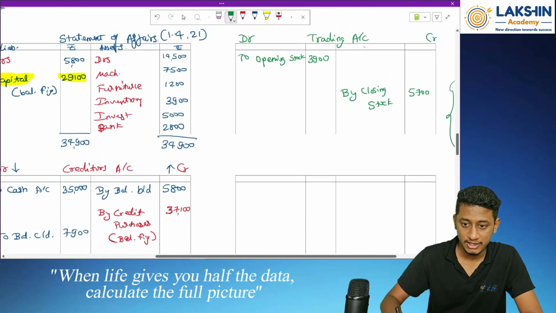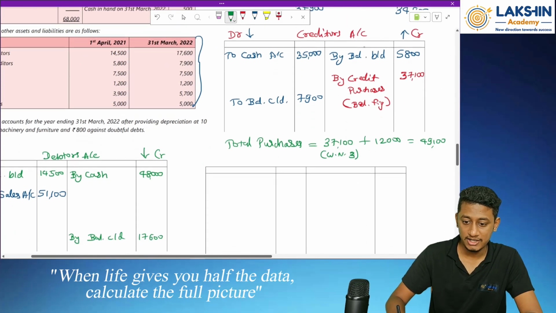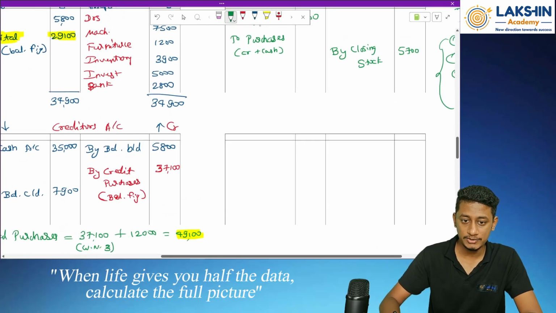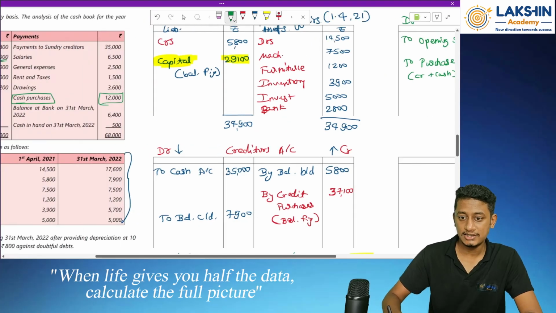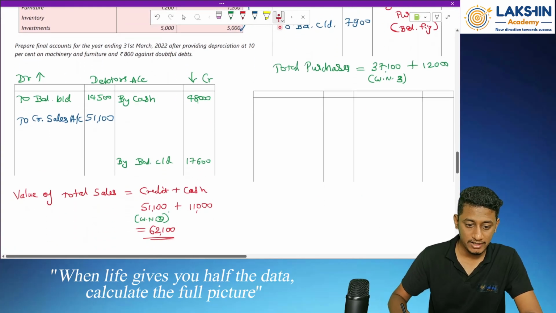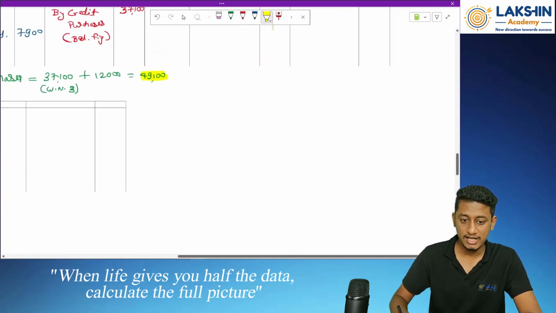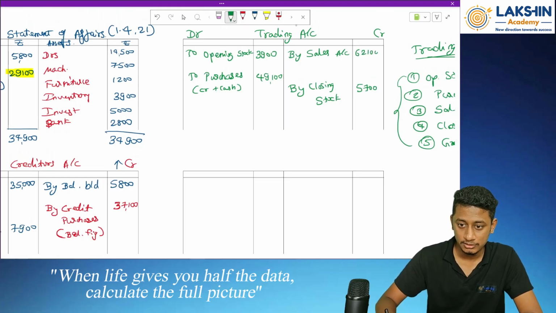So over here again, to purchases. Purchases will include both my credit and cash, right? Credit plus cash. How much is it? Purchases value that I have found out is rupees 49,100. And on this side we have by sales account. So in sales account, we will write what? Cash plus credit sales, that is 62,100. 62,100 is my total sales.